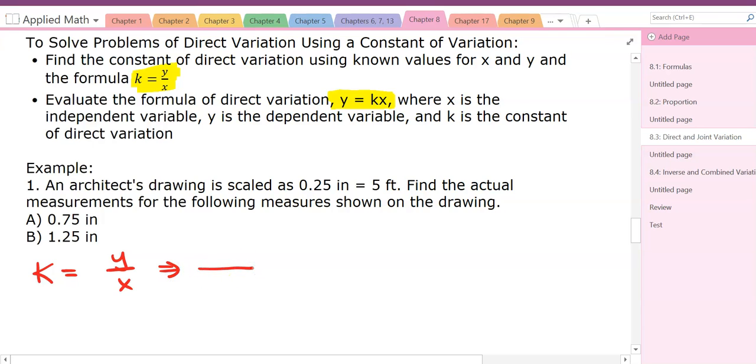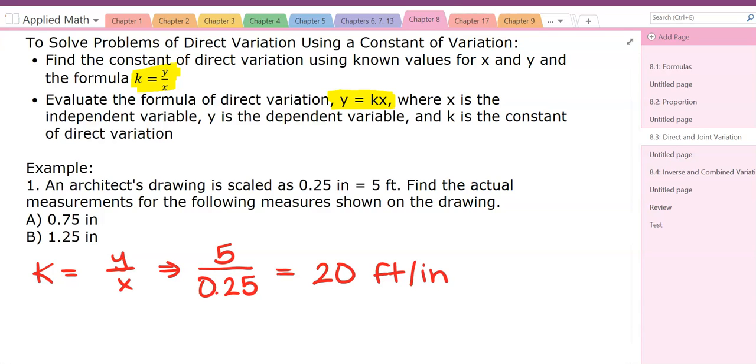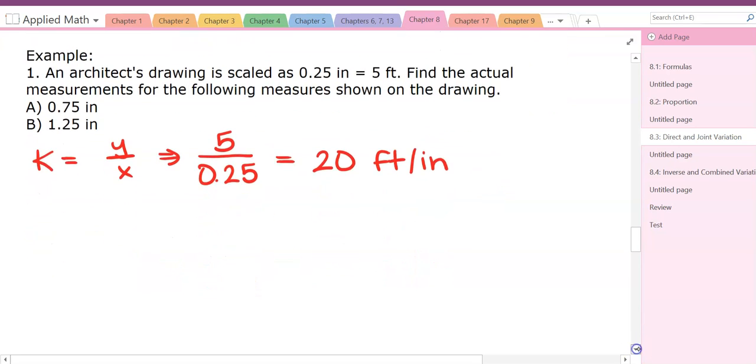And so usually, the actual distance in real life is going to be your y. So I'm going to put 5 on top, and the drawing, the 0.25, is going to be on the bottom. Which, if I take 5 and I divide by 0.25, that comes out to actually be 20. And so that would be feet per inch. So what that means is, on the drawing, if I had a full inch, that would represent 20 feet in real life.